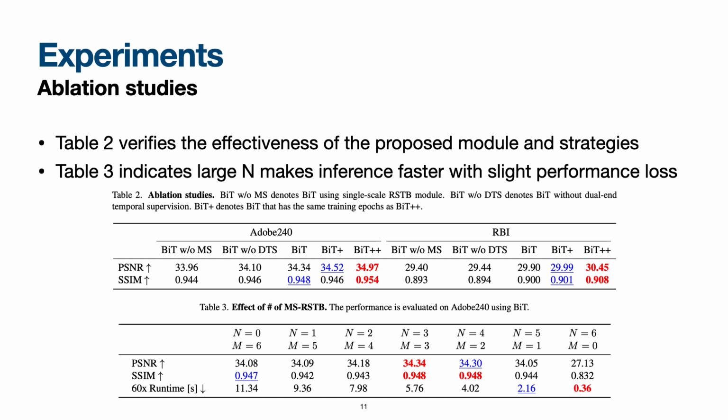Let's now delve into the ablation studies. Referring to Table 2, we observe a clear validation of the effectiveness of our proposed modules and strategies, including MSRSTB, DTS strategy, and TSE strategy. In Table 3, keeping the model parameters constant and increasing the number of blocks before t encoding, surprisingly, makes inference faster with only a marginal performance loss.